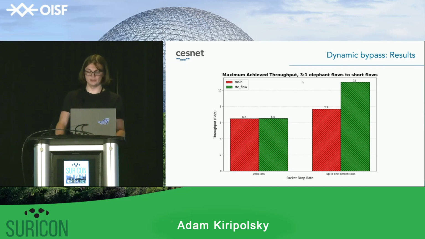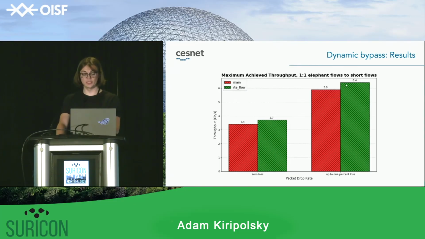Also, I didn't mention that this is testing in an environment where there is a 3-to-1 ratio of elephant flows to short flows. This showcases in general that the bypass is mostly applicable in environments with a lot of large flows that can be bypassed. In the other test we performed, we are testing on an environment with a 1-to-1 ratio of elephant flows to short flows, as described 2 slides before.